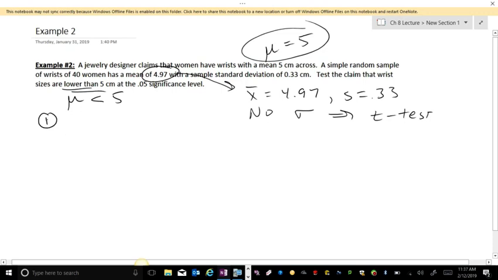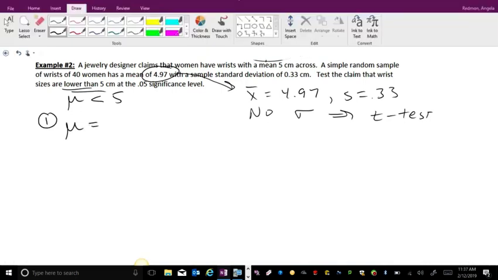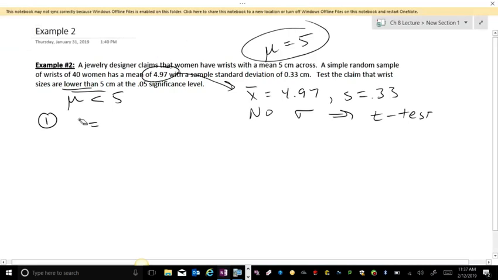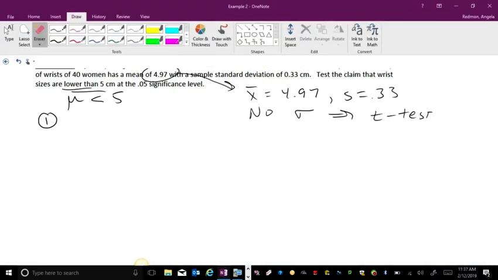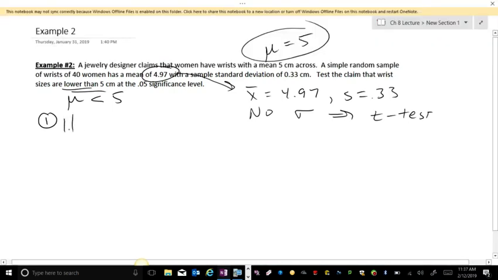So we're ready for step number 1. The mean is either equal to, let me put my H sub 0 in front here. This is going to be my null hypothesis. So H sub 0. We always use an equal sign in the null hypothesis. So mu is equal to 5. And in that alternative hypothesis, it's going to be one of our inequality symbols, less than, greater than, or not equals. In this case, we've got that word lower, so we're going to choose less than. So mu is less than 5 centimeters.